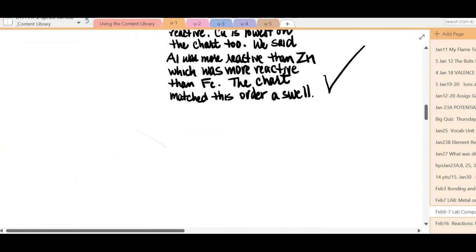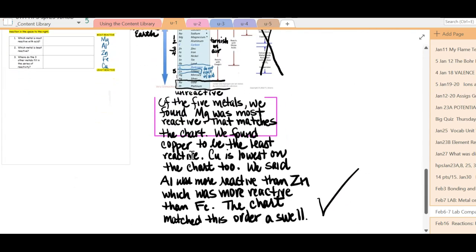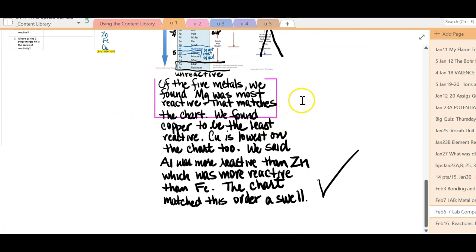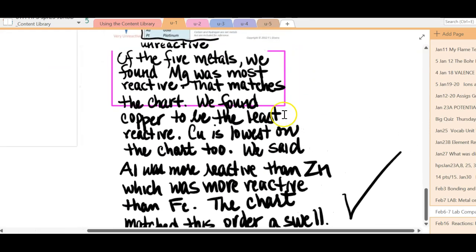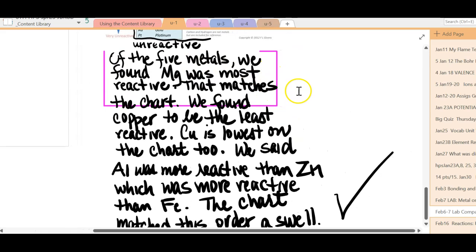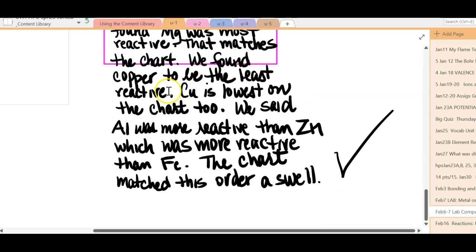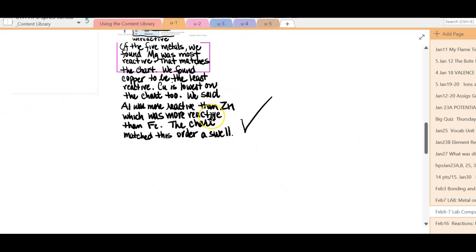So what we were doing here was figuring out what were our results. So, of the 5 metals, we found magnesium was most reactive. That matches the chart. We found copper to be the least reactive. Copper is lowest on the chart as well. We said aluminum was more reactive than zinc, which was more reactive than iron, and the chart matched this order as well. So we were pretty hot stuff in this lab on reactivities.